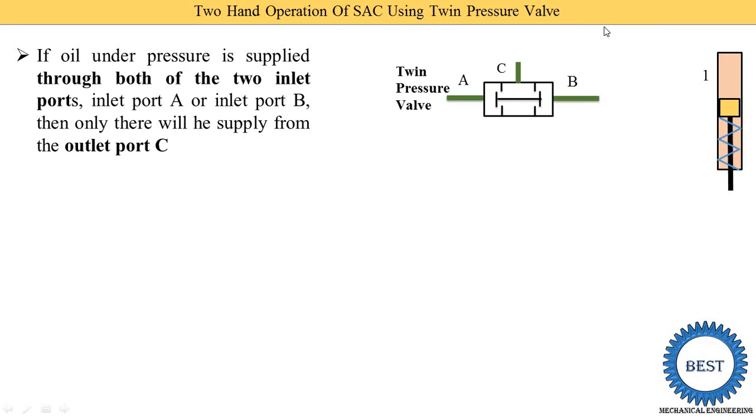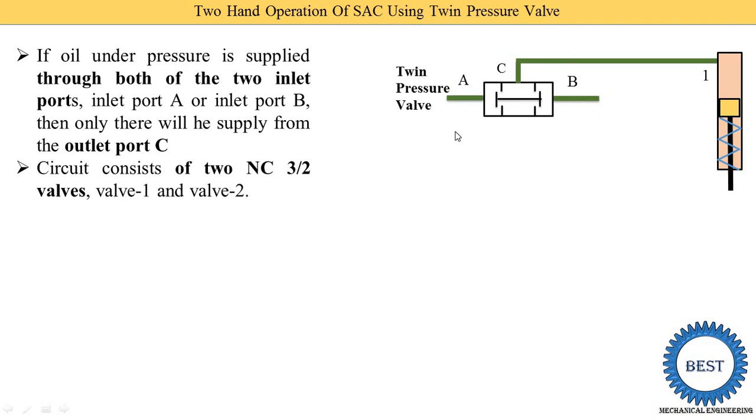Why do we use a single acting cylinder? Because in the topic they mention to use the SAC. SAC means single acting cylinder. So this is the cylinder piston, this is the spring, because this single acting cylinder is the spring return type. So this C port is connected with the A port of the single acting cylinder.